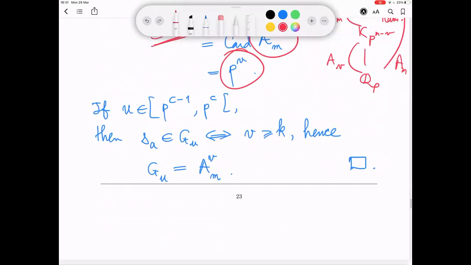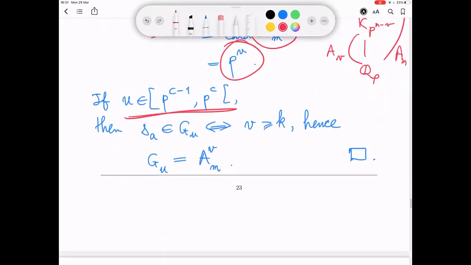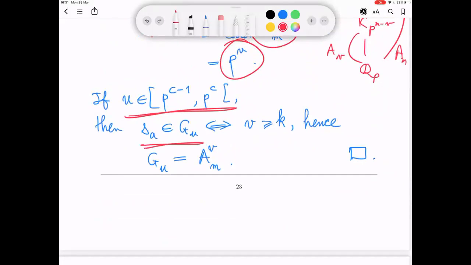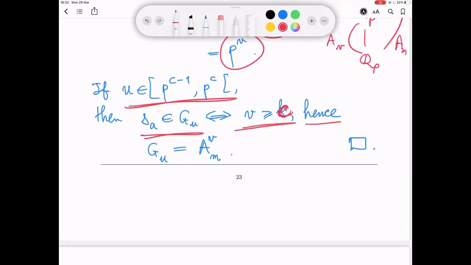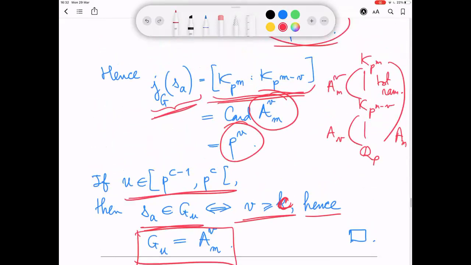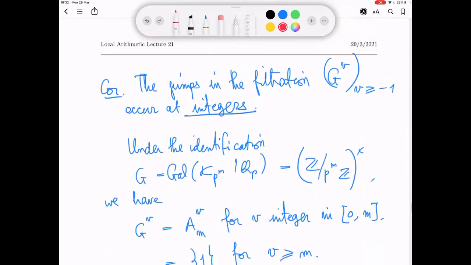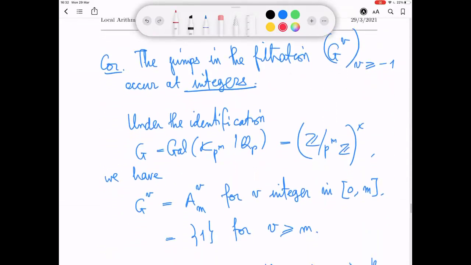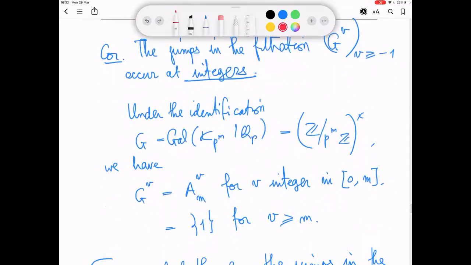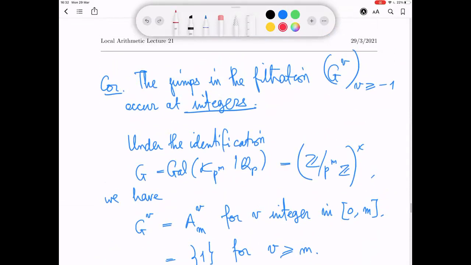But if u is in this interval, then s_a is in G_u if and only if v is greater than this, and therefore this G_u is equal to this. So this last bit, you just need to work out what it means, and it should be clear. So I've taken 2 minutes extra, but let me just finish here.